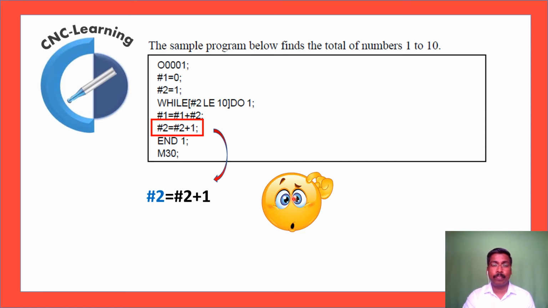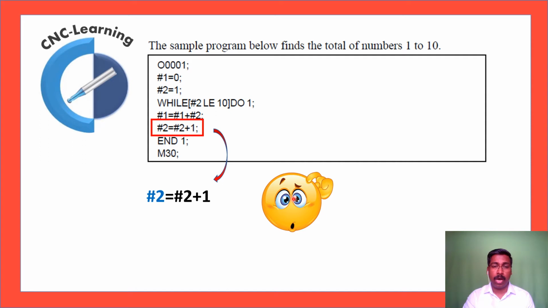So you can see these hash numbers are the variables. Hash 1 and hash 2 are used. And hash 1 is initialized to 0, hash 2 is initialized to 1. Hash 2 is a counter. So the counter will keep incrementing by 1 and it will continuously be checked if it is crossing number 10.